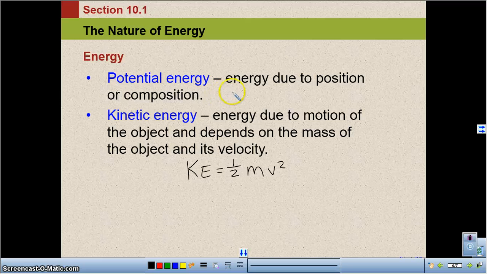Potential energy is the energy due to position or composition, so this is the stored form of energy. Kinetic energy, on the other hand, is energy due to motion of the object, and it depends on the mass, which is where m comes in, and the velocity of the object, or how fast it is moving. And so kinetic energy is 1/2 mass times velocity squared.